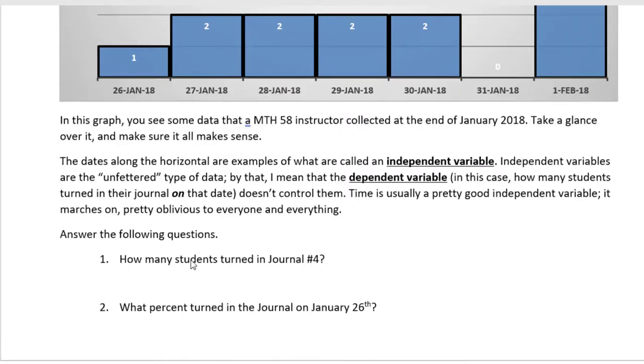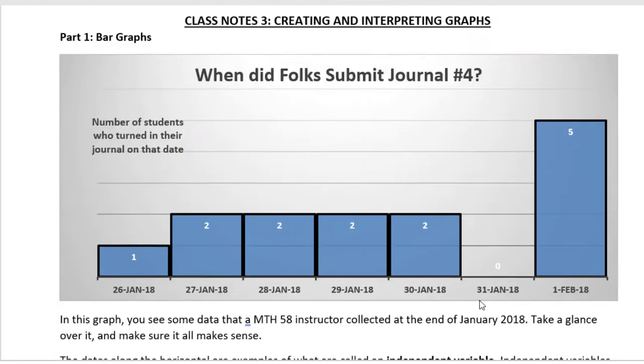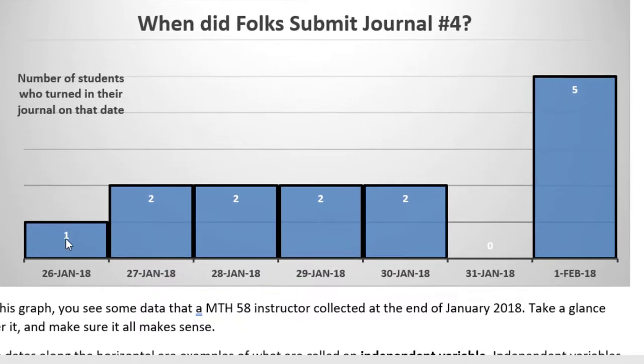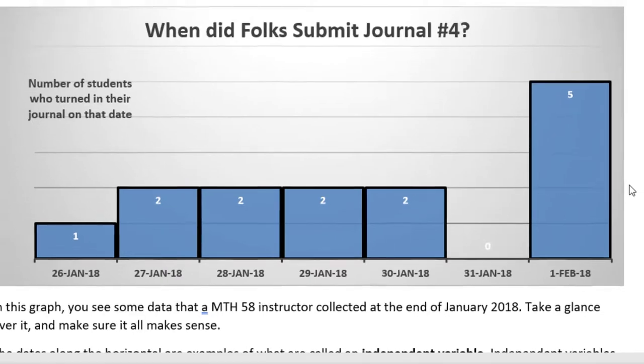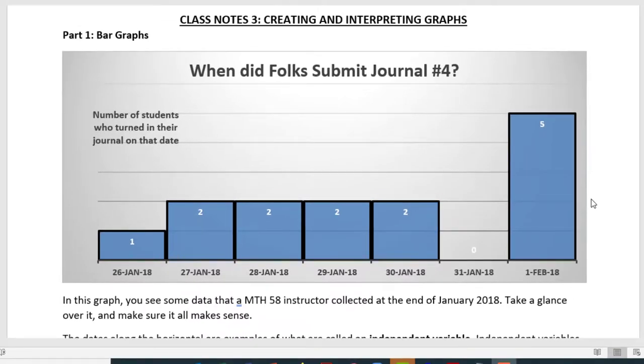How many students turned in journal number 4? All right, so this is all about journal number 4. You've got students that turned it in, it looks like, on January 26th. Some turned it in on January 27th, January 28th, and so forth. February 1st is the last date they could have turned it in. I bet that was a Friday, because that's when my journals used to be due. So how many students turned it in? Well, let's figure it out. We got 1 here, 2 more here, so that's 3, plus 2 more, that's 5, plus 2 more, that's 7, plus 2 more, that's 9, plus 5 more, that's 14. 14 in total, assuming that we're counting each person one time.